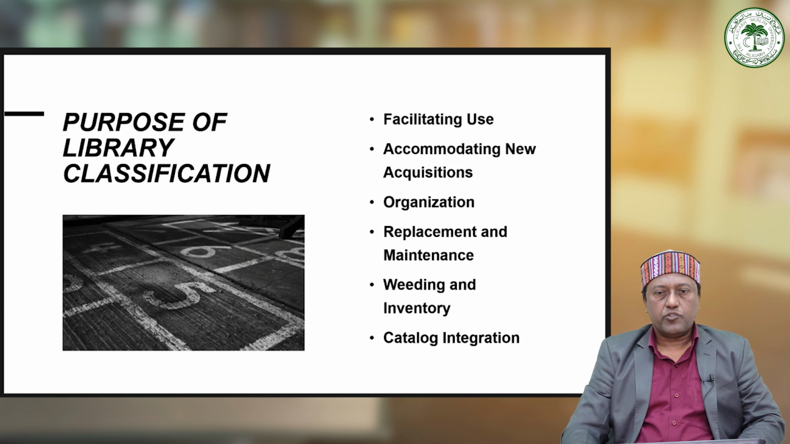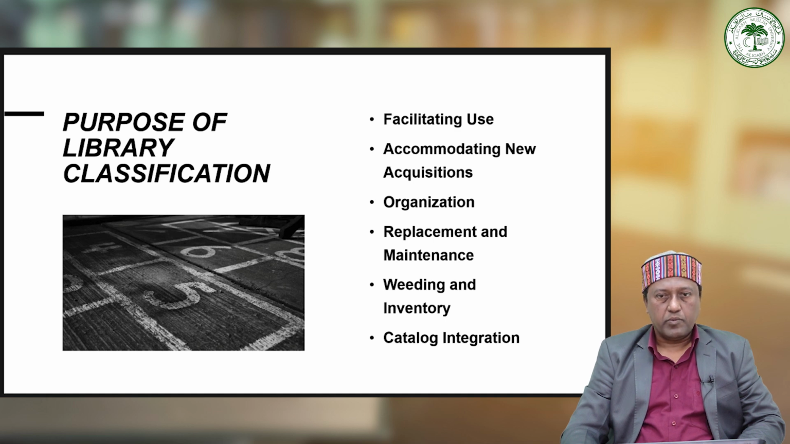By arranging materials in a systematic and logical order based on subject matter, classification systems help users easily locate and retrieve relevant resources from the library's shelves. The second most important purpose of library classification is accommodating new acquisitions. Classification allows for the seamless integration of newly acquired materials into the library's collection, and by providing a structured arrangement of classes or categories, classification systems ensure that there is space available to shelve new material in its appropriate location.